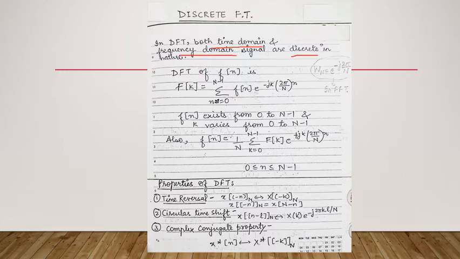Like the time domain signal x[n] or f[n] and the frequency domain signal, both are going to be discrete in nature. This you have to observe. So if they are discrete in nature, if we have to find their addition, we will be using summation instead of integration because they are discrete in nature. So let us see the major formula for DFT.